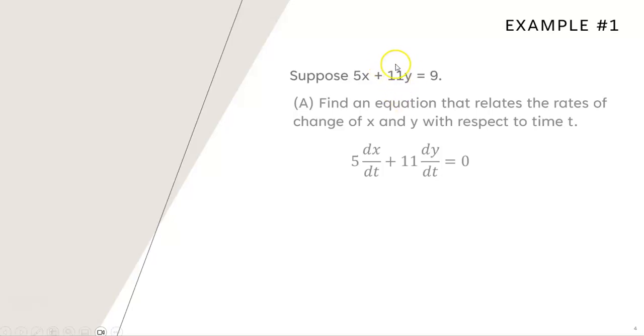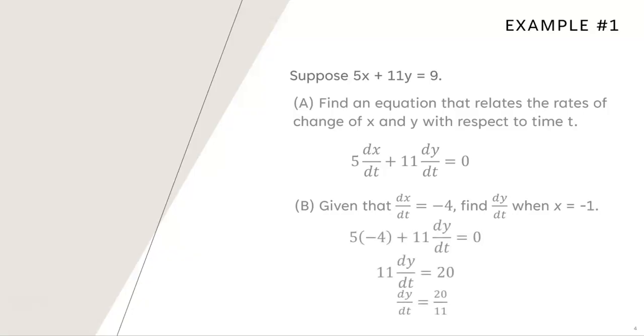We do the same with the 11y, and that derivative is 11 dy/dt, and then the derivative of 9 is 0. So we found an equation based on how x and y are related that relates the rates of change: 5 dx/dt plus 11 dy/dt is equal to 0. For example, if we knew dx/dt is equal to negative 4, we could find out what dy/dt is when x is equal to negative 1. All we have to do is plug in negative 4 for dx/dt, and then solve for dy/dt like any other algebra problem. So we move the 20 to the other side, and we get dy/dt is equal to 20 divided by 11. Okay, so that's simple enough.